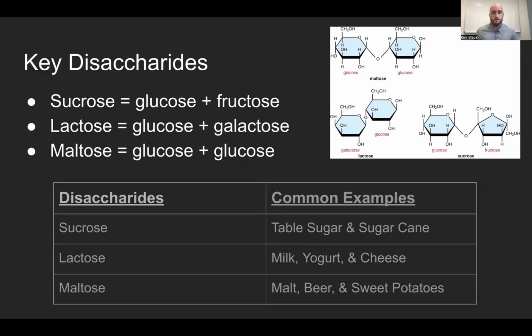And like I said, the two monosaccharides are glucose and galactose. In the picture here, you can see the glucose and galactose molecules. These do get broken down into monosaccharides whenever the body is able to break down lactose. Alongside this, you have maltose. These can be found in malt liquor, in beer, in certain sweet potatoes, and these are two identical glucose molecules that come together.